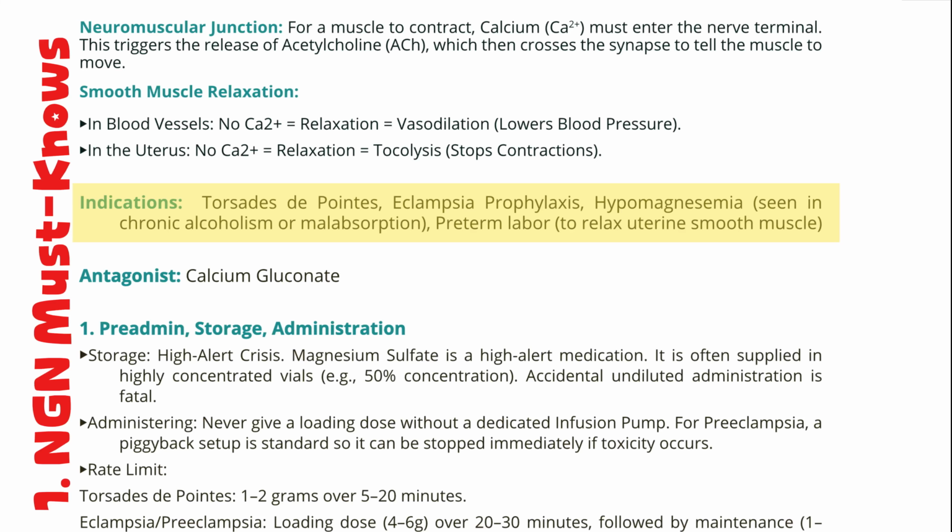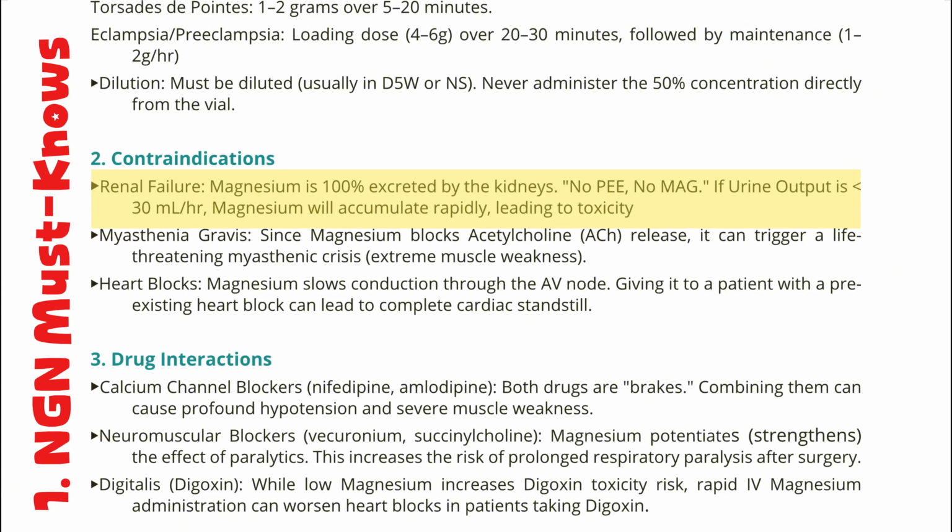Magnesium sulfate is your primary membrane stabilizer, indicated for torsades de pointes, preeclampsia seizure prophylaxis, and acute severe hypomagnesemia. It's excreted entirely by the kidneys, so urine output below 30 milliliters an hour means it's accumulating toward toxicity. Assess using the toxicity ladder.